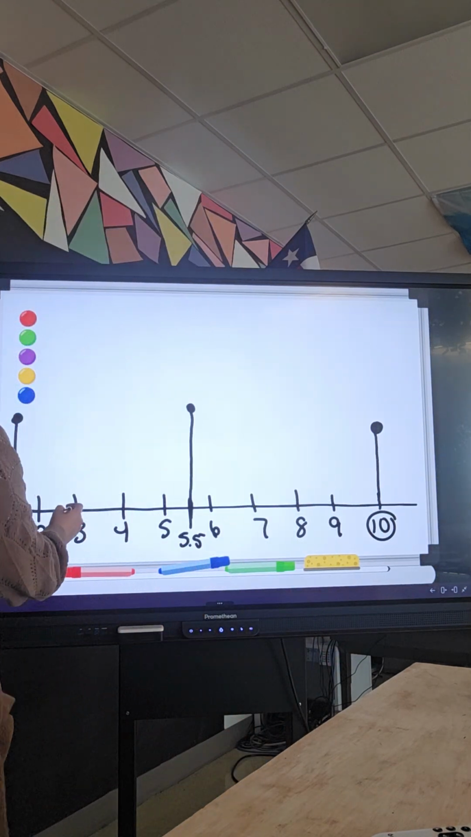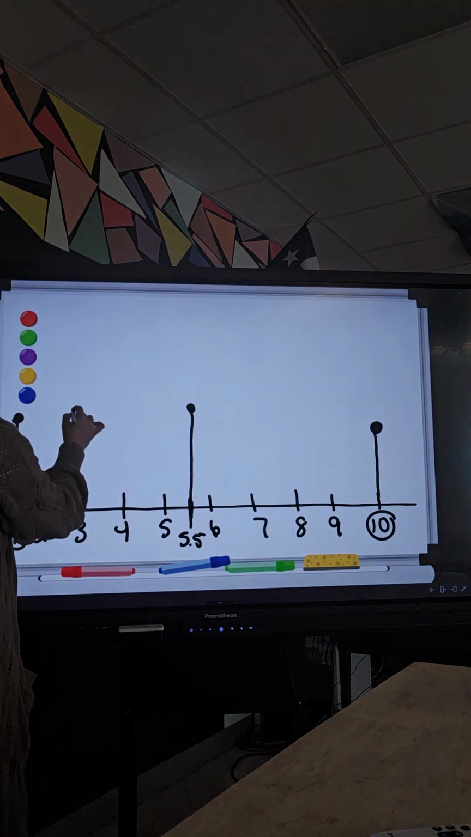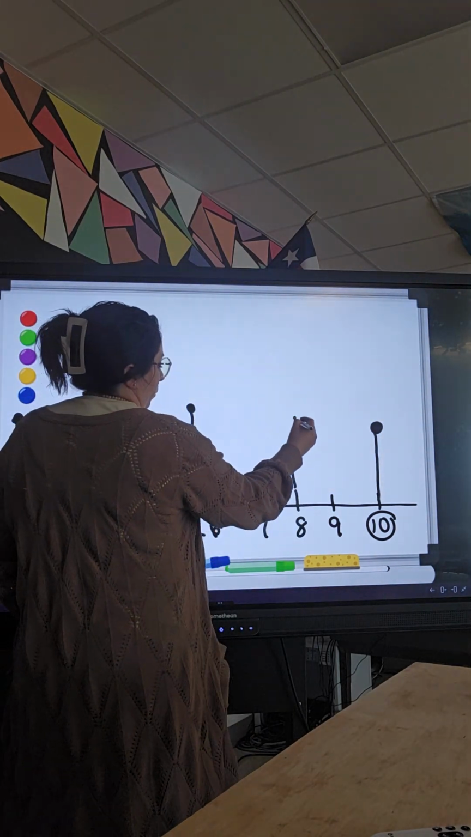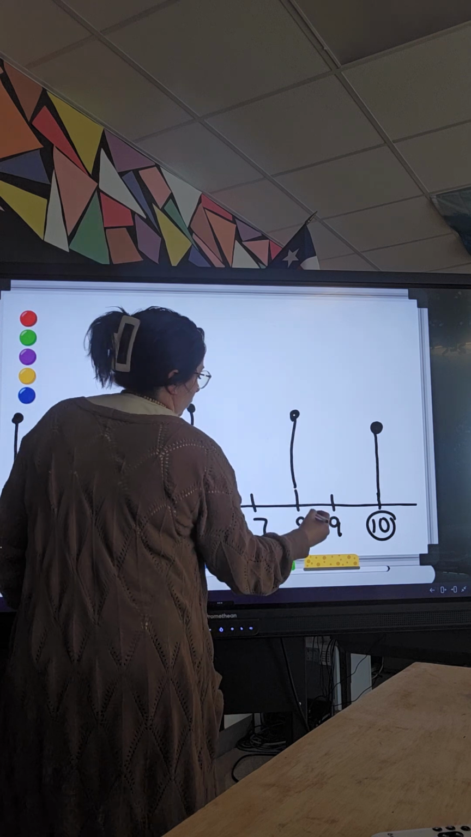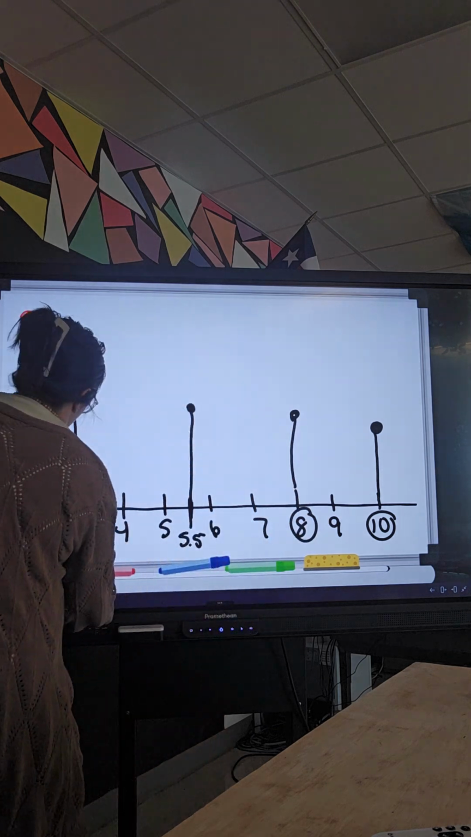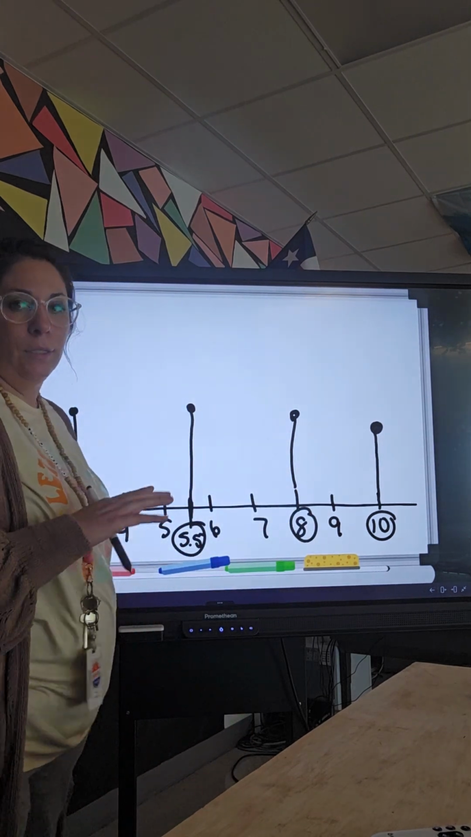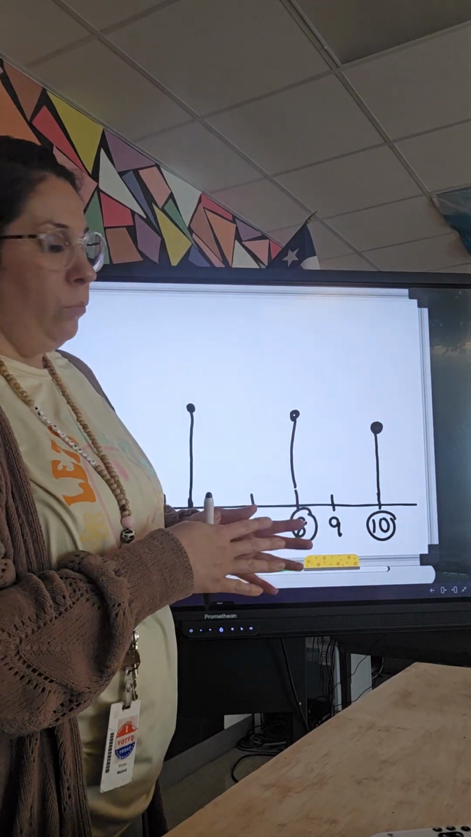Now we're going to use our lower and our upper quartiles. So our lower one was right on up here. We're going to put a dot. And then our upper quartile is going to be right up here, which is going to be our 8. So I'm going to circle those. That way I make sure my data is right there. I know exactly what I'm doing.